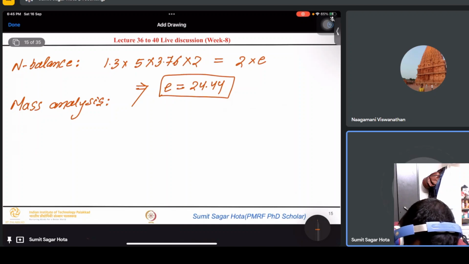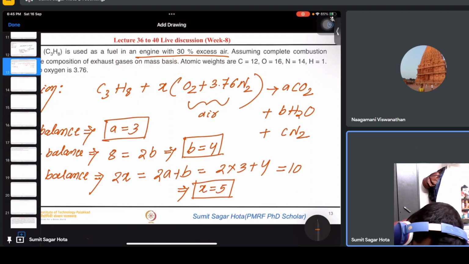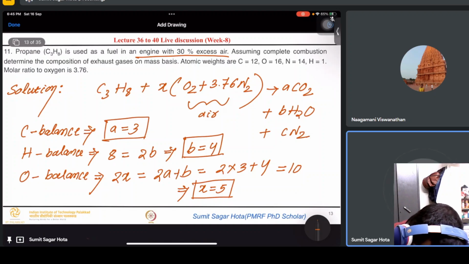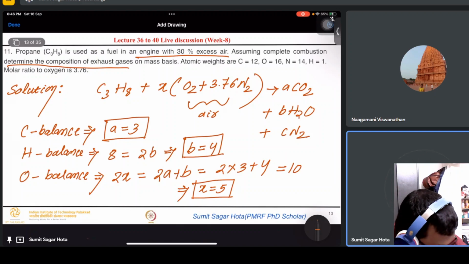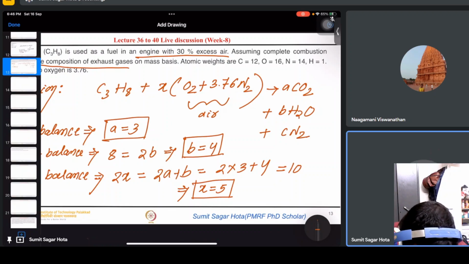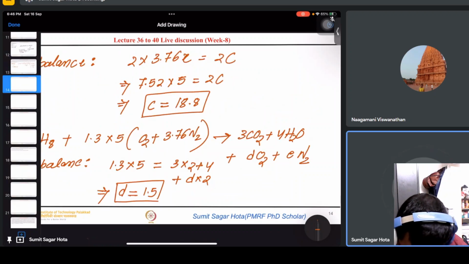Okay, so here the question asks: assuming complete combustion, determine the composition of exhaust gas on the mass basis; atomic weights are given. In the exhaust, what are the gases present? You have to take everything, including water vapor. CO2 is present, and because excess air is there, CO2, H2O, O2 and N2 will be present at the exhaust. You have to find the percentage of each of them.